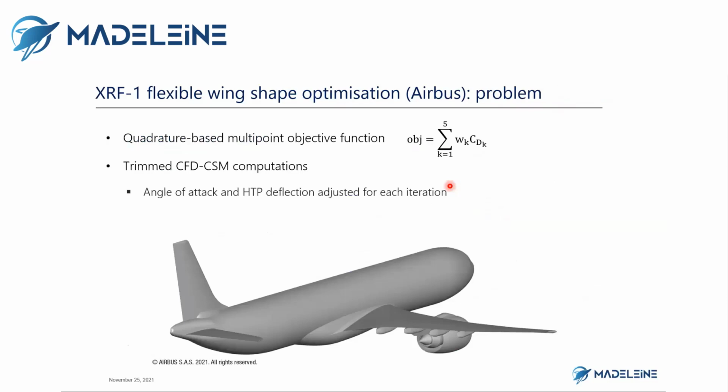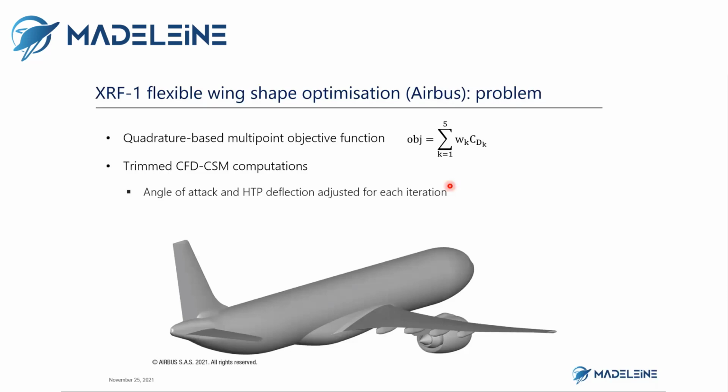Now, regarding the problem setup, here we consider a multi-point optimization in order to yield a robust aerodynamic design. The objective function is derived using a simple quadrature-based approach on aerodynamic performance, which translates into a weighted sum of the drag coefficient of the different flight points. We also consider trimmed CFD-CSM computation in order to impose aerodynamic constraints.